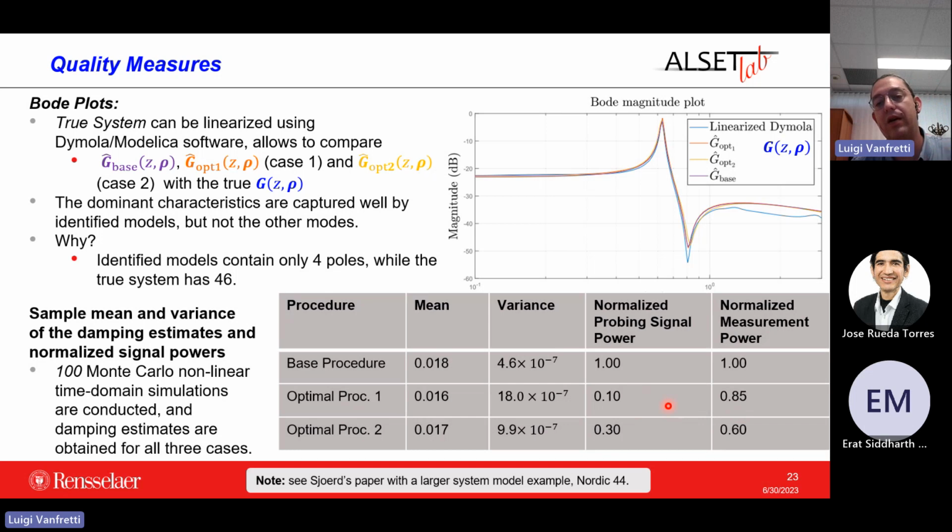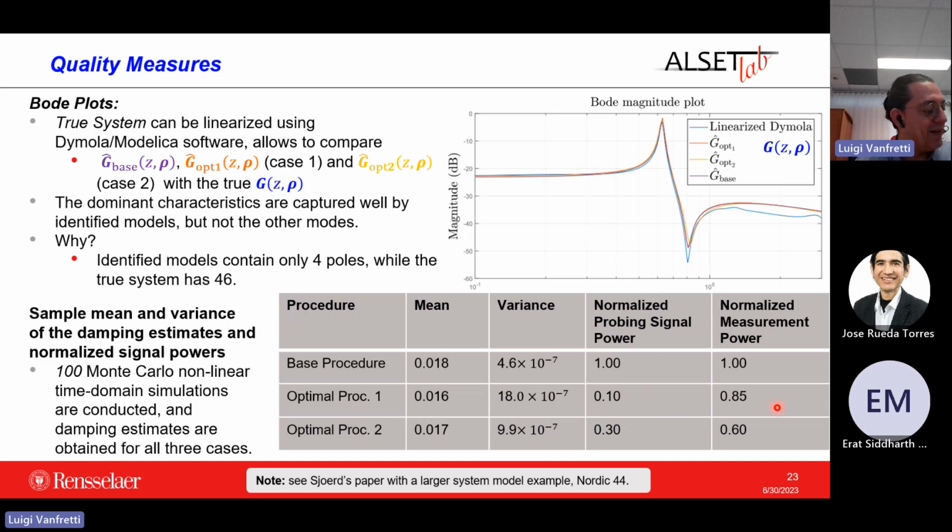And then the normalized probing power is reduced in the 2 optimal experiments. So it's lower in these 2 optimal experiments than the multi-sine. And the impact on the system in the measurement is also lower. So we are able to achieve both with this approach.